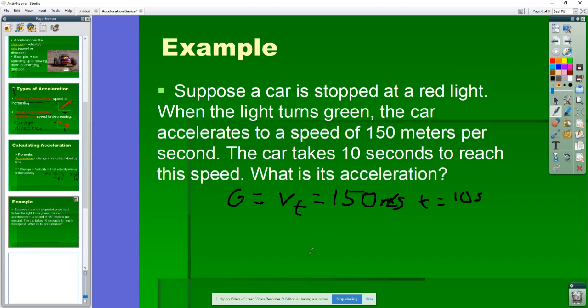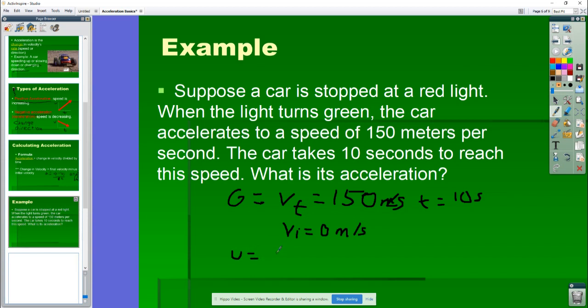And are we given anything else? This is one of the trickier ones. We are given one more thing technically. It's what I call hidden in the problem. Those are the only two numbers they give us. But if you look at the word problem, it says the car is stopped at the red light. When something's stopped, you have to realize that does have a speed. So that would be the initial velocity is equal to 0 meters per second. So we have initial velocity, final velocity, and time.